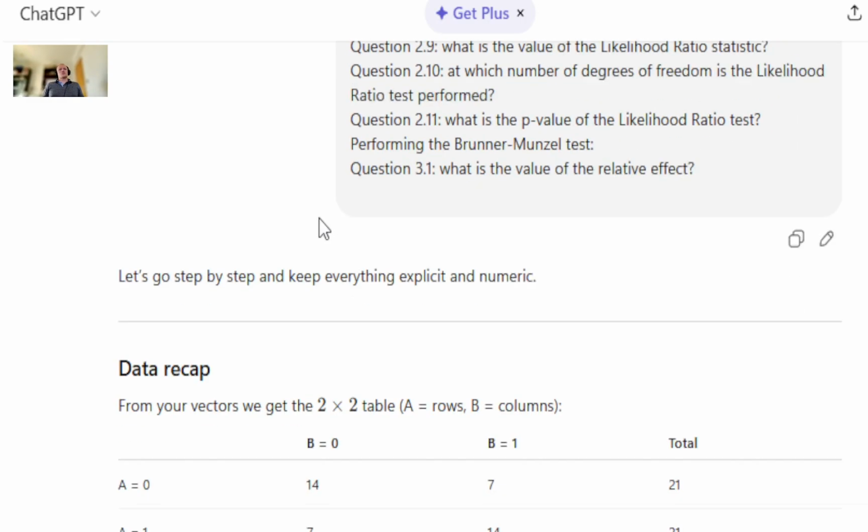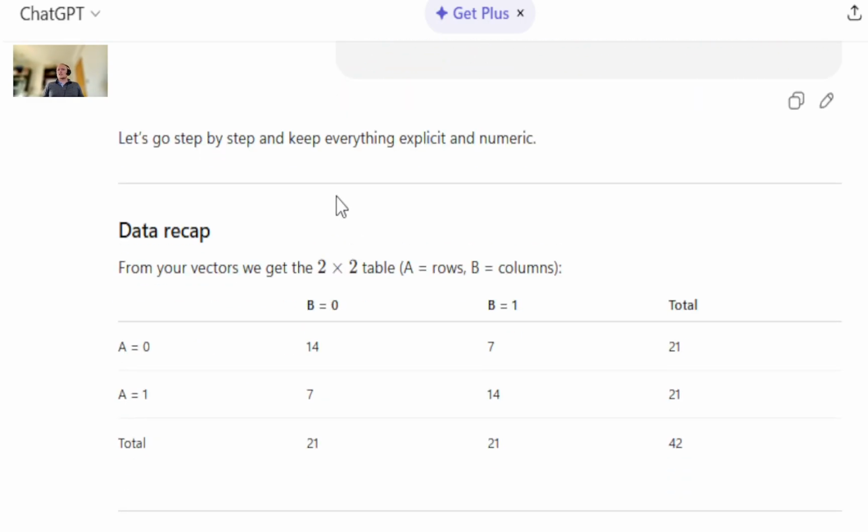Now, let's just scroll down and see what ChatGPT gets out of this information. So, from your vectors we get a 2 by 2 table. A is rows, B is columns. And in this case, we see indeed these numbers, they are correct. If you were to run this analysis in R, in Python, in Jamovi, in JASP, Stata, whatever program you use, you would get these numbers in a two-way table as well.